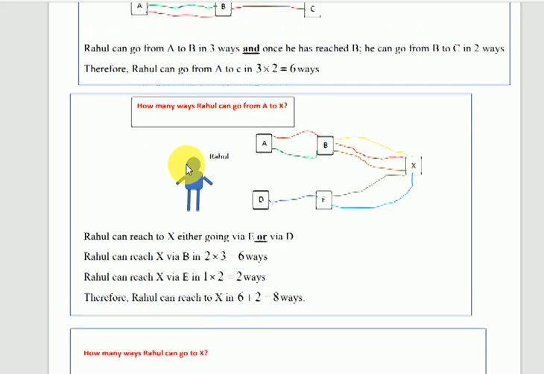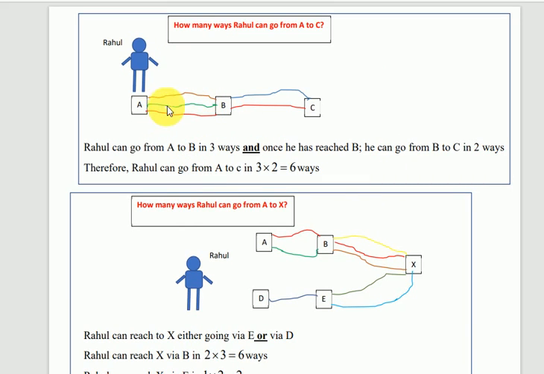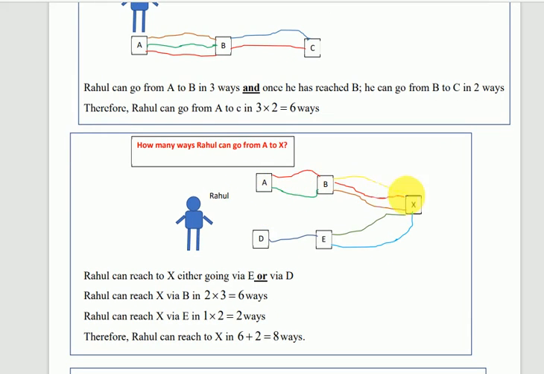But here it was and, because first he has to go to B and then to C. So here it was and. So 3 into 2, 6. If you see, consider this path also. Here A to B and B to C, that's why 2 into 3. And here D to E and E to X, that's why 1 into 2.